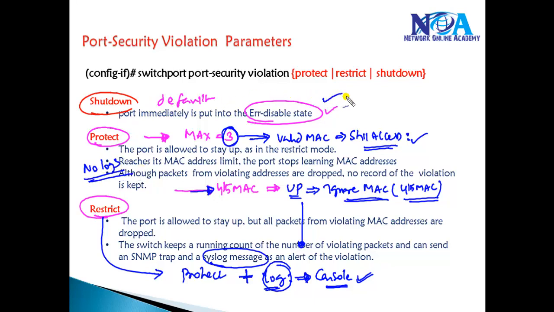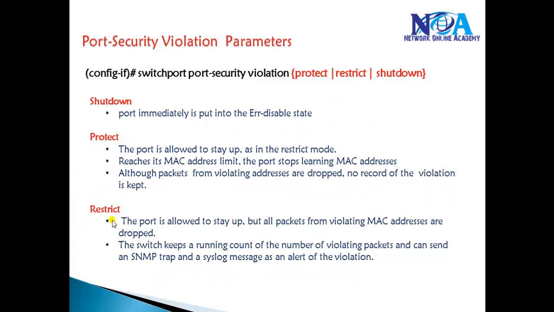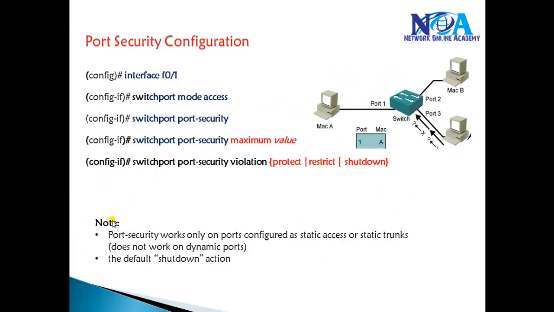In case of shutdown, it will simply put the port into error disable state, but in case of protect and restrict mode, it is not going to do that. It keeps the interface up, and the valid MAC addresses are still able to access the resources. The major difference is that in protect there is no logging done, whereas in restrict mode it's going to generate log messages on the switch. So that's the only difference between these two options. Depending upon the requirement, we can go with either one of these options, but if you don't define this violation rule, the default will be the shutdown state.